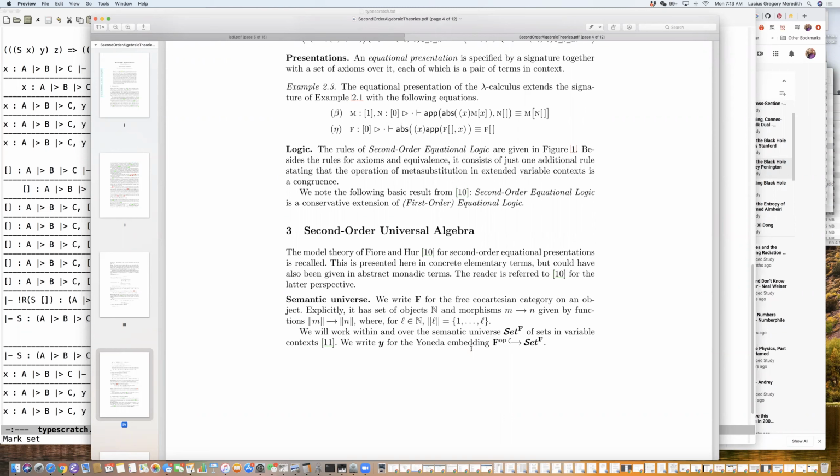Is this related to higher order abstract syntax? Yes, that's exactly what this is. Yeah. Oh, okay. Yeah, that's it. Okay, so that's kind of our research.